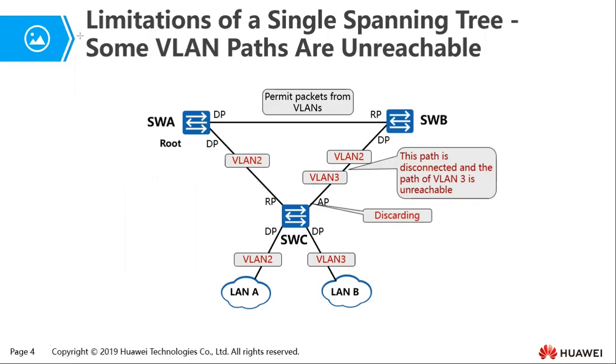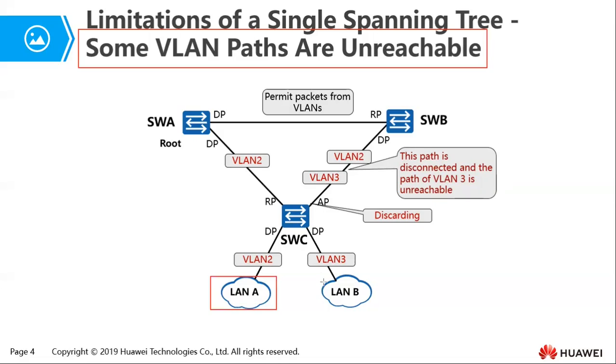So the very first problem is that some VLAN paths are unreachable. Let's explain that. What does that mean? If you look at this topology, we have LAN A and LAN B here, which have been configured to be on VLAN 2 and VLAN 3, respectively.